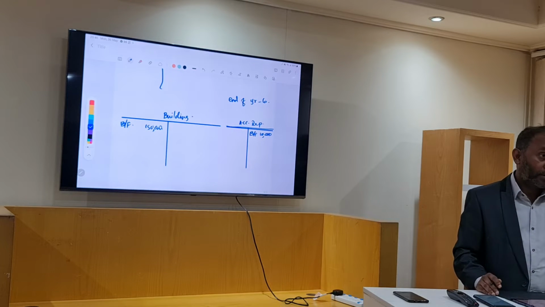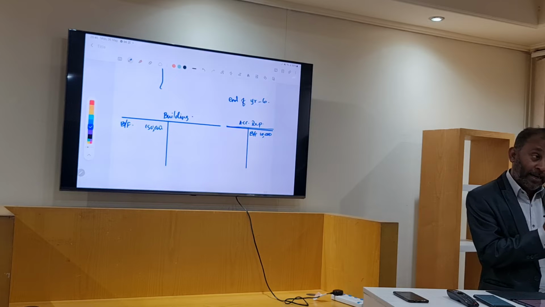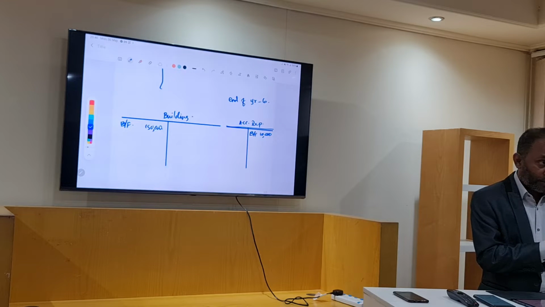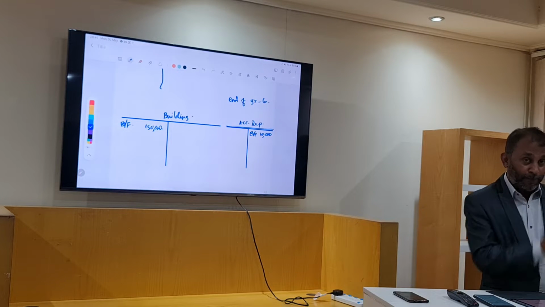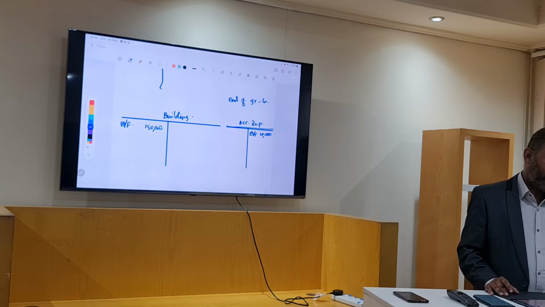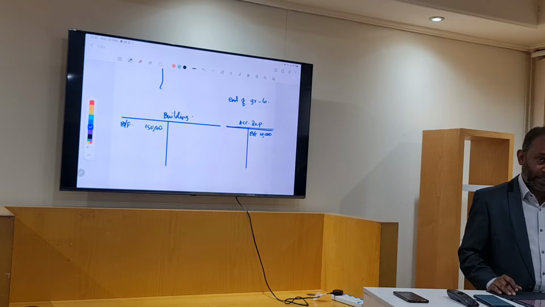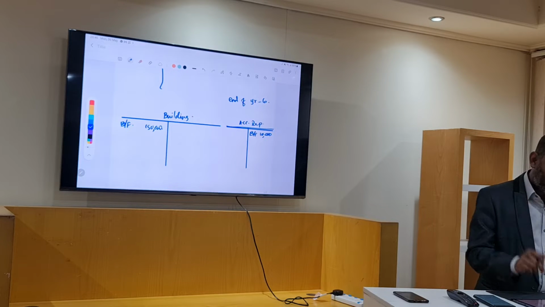10,000, 5,000. So here 5,000, that is up to 5 years. But after the revaluation, depreciation changed to 10,000. 15 years remaining. Now after 6 years, it will be 14 years. Correct?